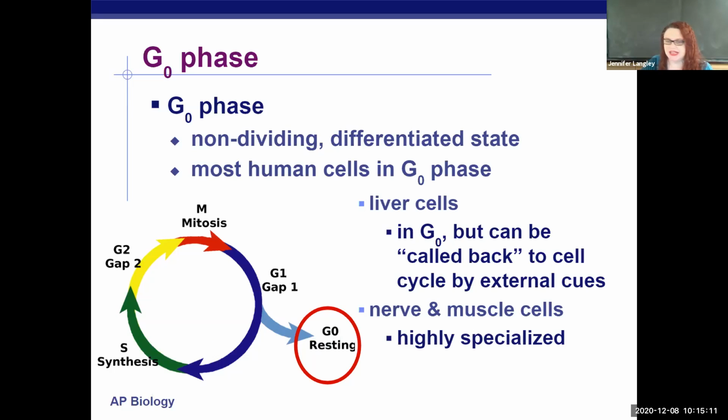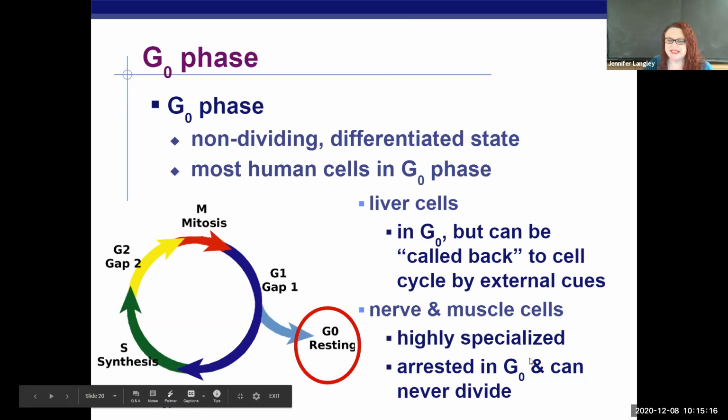Now, nerve and muscle cells are highly specialized and they are in this G0 phase. We say it is arrested in G0 and can never divide.